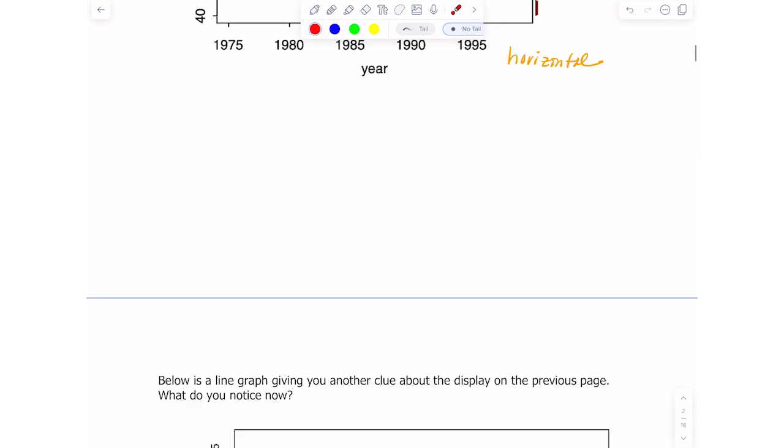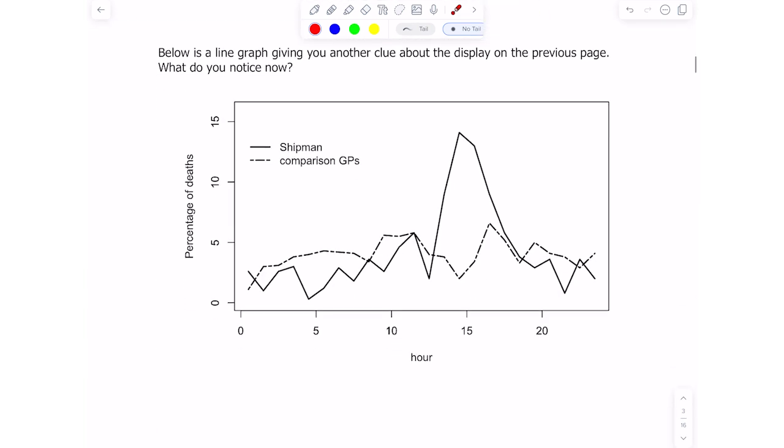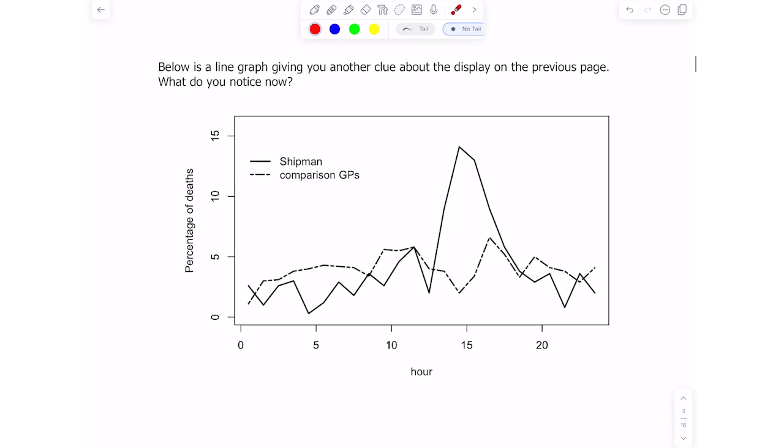Here you can see another graph. This is a line graph. It's actually two of them, so we have a double line graph, a multiple line graph. You can see here it's percentage of deaths and then the hour that they occur, from midnight all the way throughout the day, and you can look at the comparison with other general practitioners.